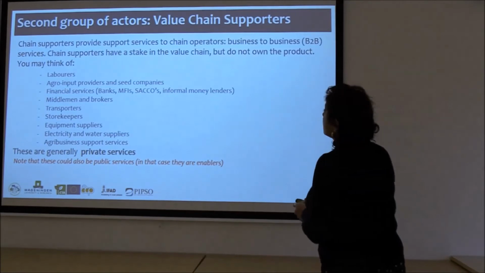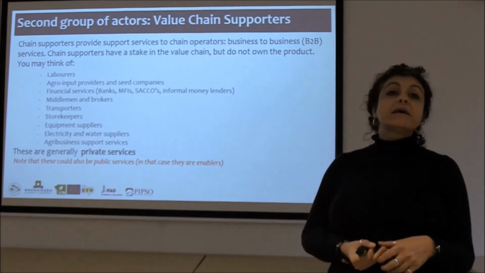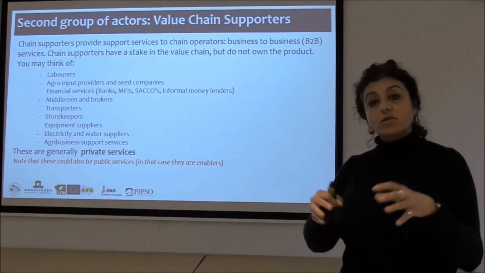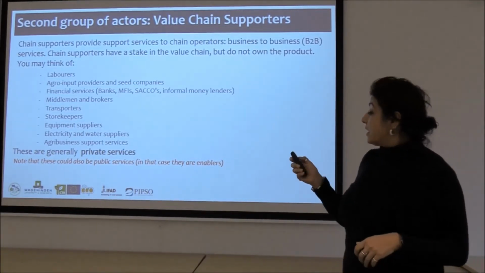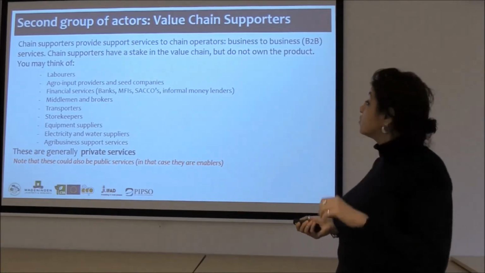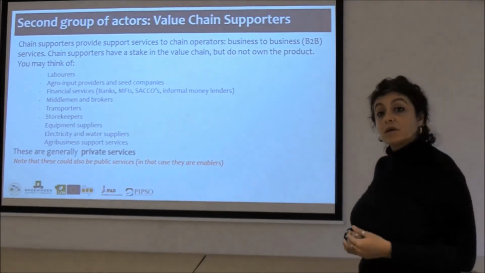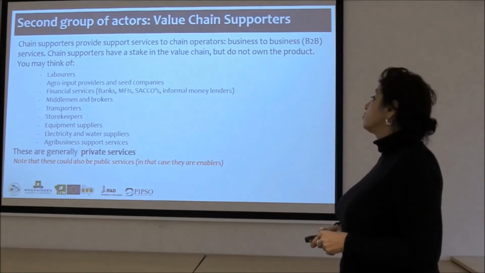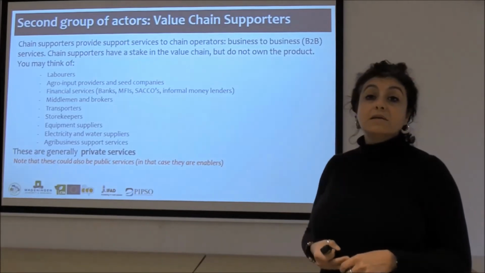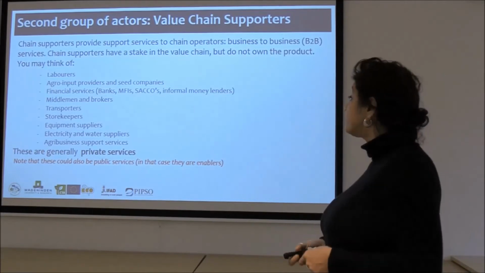Let me explain the value chain supporters. The value chain supporters, like Ted just explained, are actors who provide services that you might need in your agribusiness. This can be the laborers when you need to harvest or do other activities during the production. Agro-input providers and seed companies provide you the production factors that you need to be able to cultivate your commodity. Financial services might be giving you money to be able to buy your inputs.